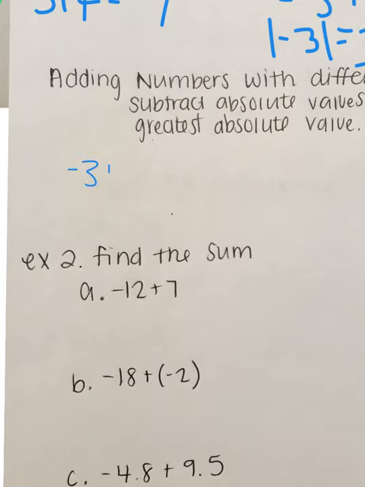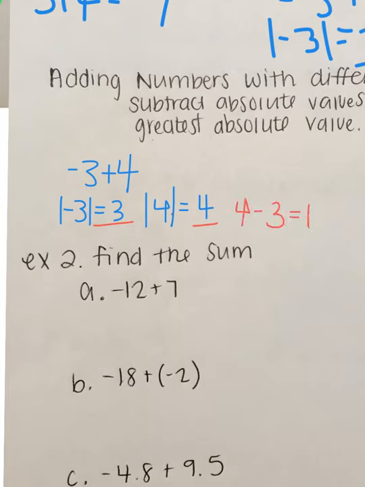If I have negative 3 plus 4, the absolute value of negative 3 is 3. The absolute value of 4 is 4. Now if I do the biggest number minus the smallest number, so 4 minus 3, I get 1. But then it says to keep the sign of the biggest number. So 4 is bigger than 3, and the 4 is positive here. So that means my answer is going to be positive. I get a positive 1.